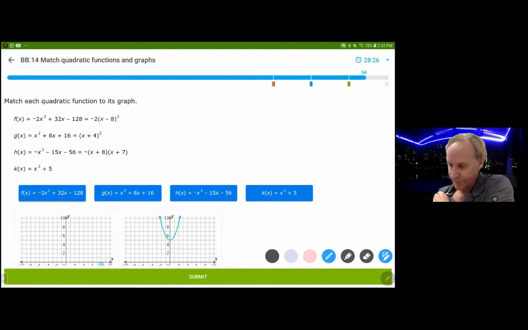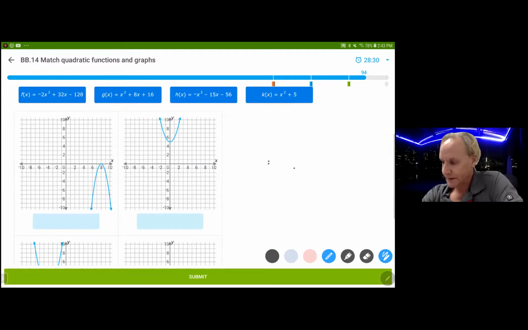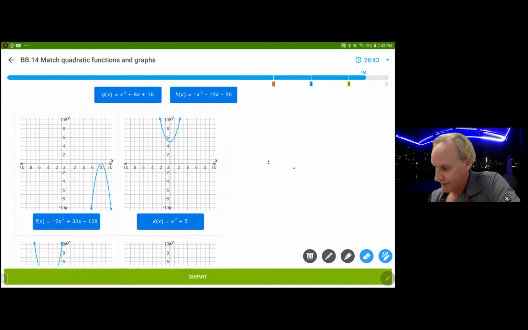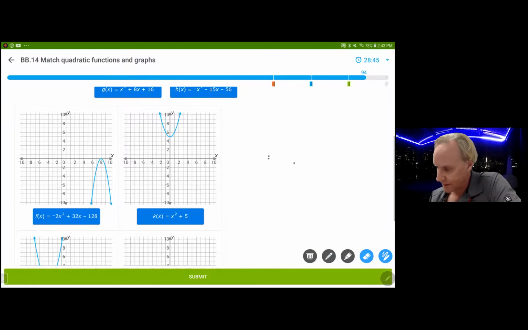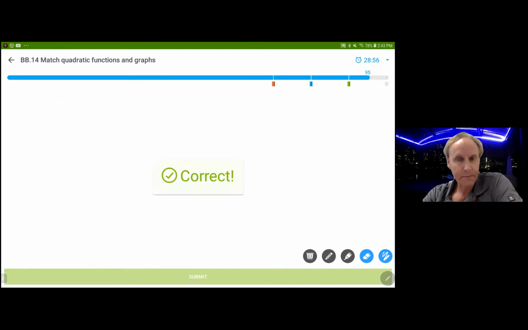I know it's easier if they're factored, but I can't see them all at the same time. So let's see. We've got a steep negative graph, which would be this one. We have a positive graph that has just been translated up 5 units. And then we have a negative and a positive at the end. So clearly there's my positive one, and that one must be my negative. Let's take a look. Yep, there they are. That's really all you need to be able to identify them.